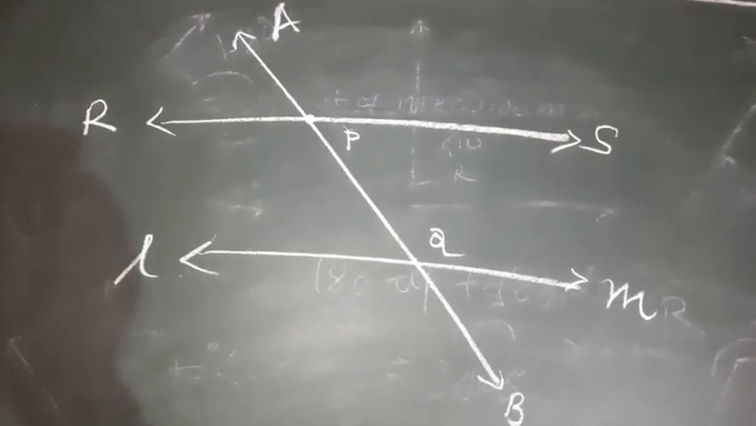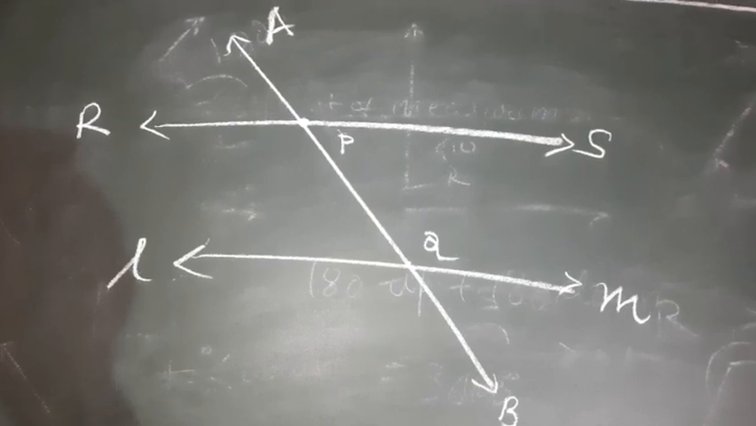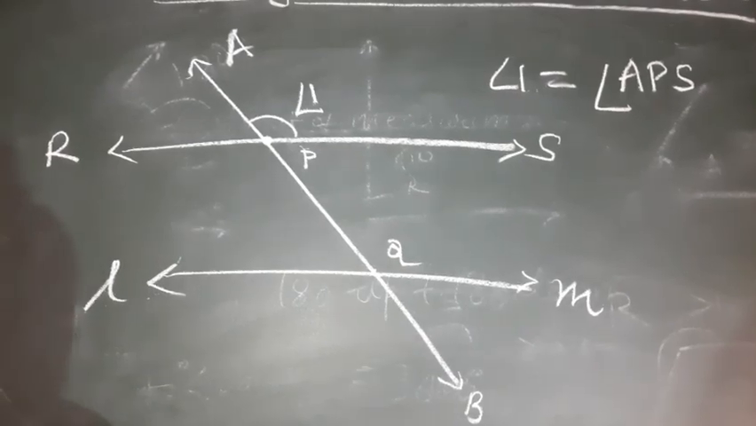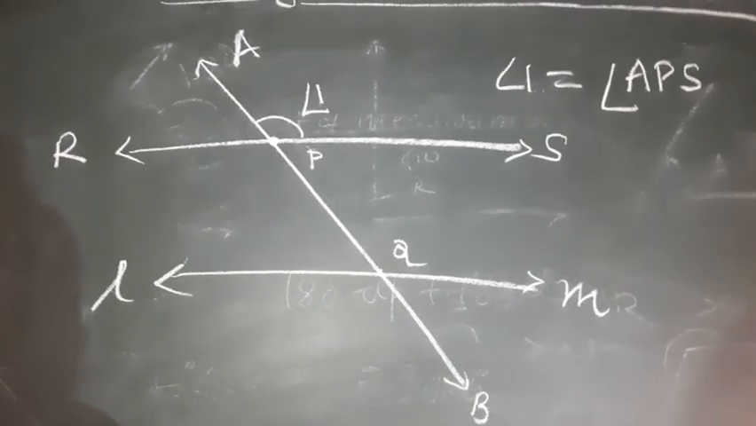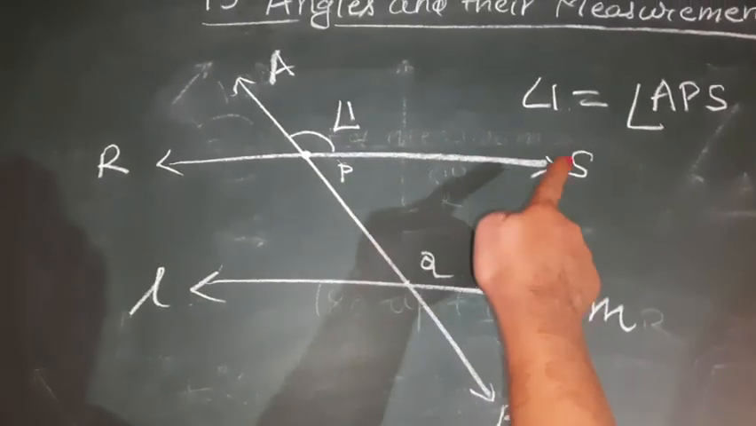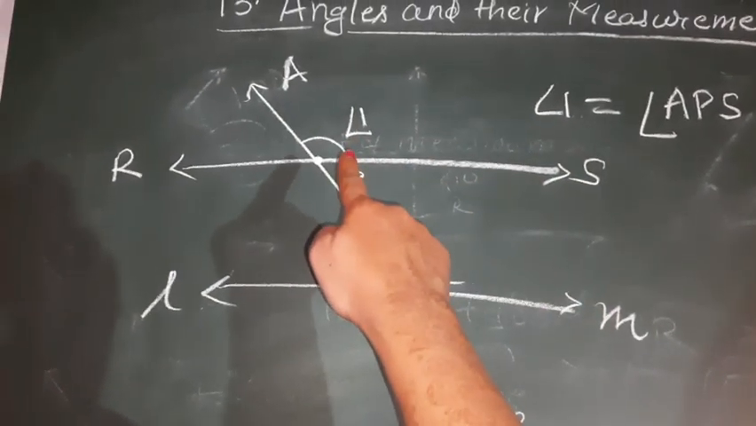First of all, I will make angle number 1. So please pay attention, students. So students, angle number 1 is equal to angle APS. How have I named this angle? Angle APS. P will be the middle point, right?